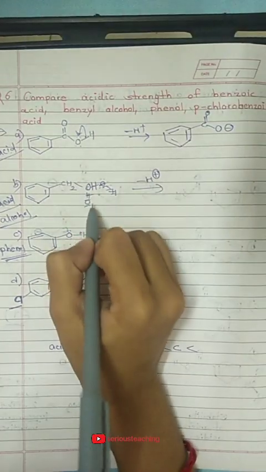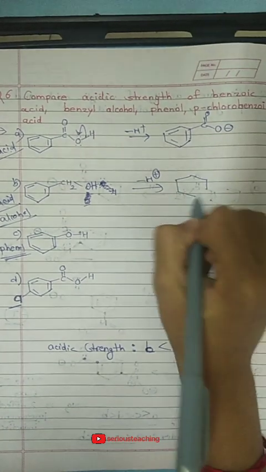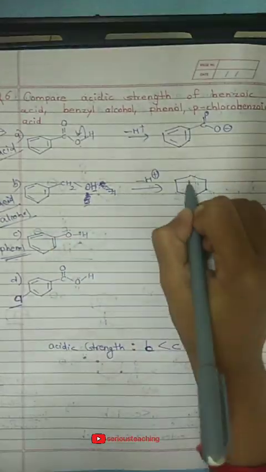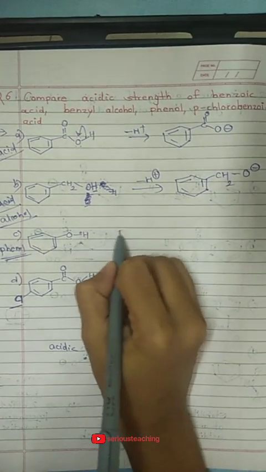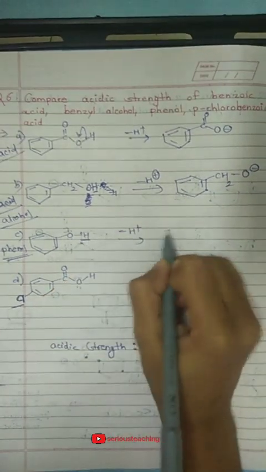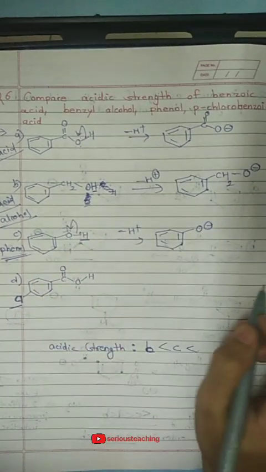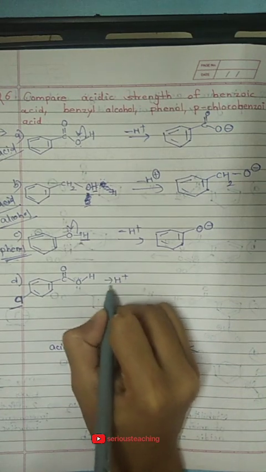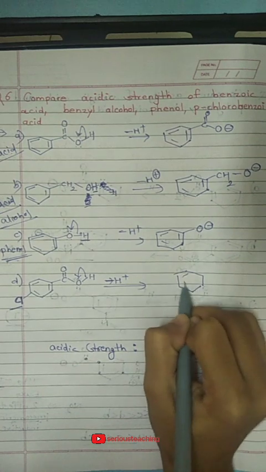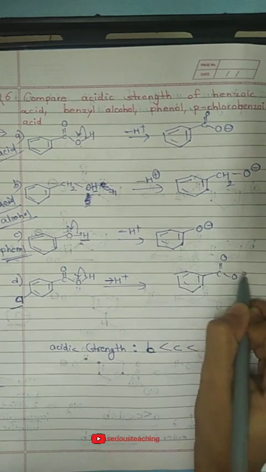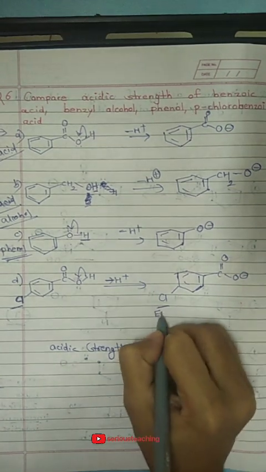First let us see. I hope you understood this. This is OH. Because only this acidic H plus is present, when we remove this H plus, we will get this anion. When we are removing this acidic H plus, we will get the phenoxide anion, because this bond will break like this. And in the last case, we will get this anion, which is COO minus, and here at the para position the chlorine is an electron withdrawing group.